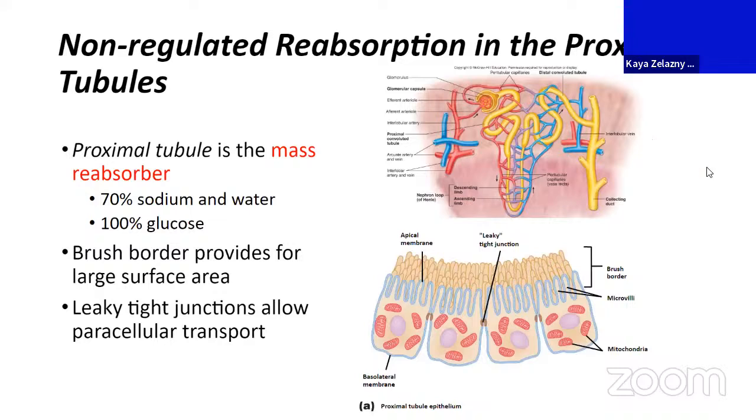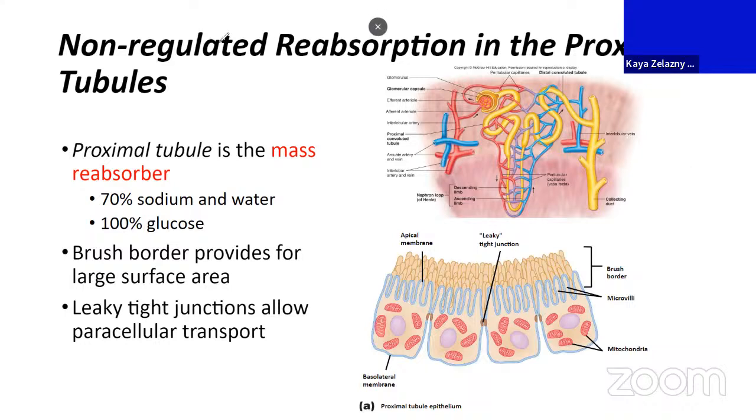Okay. So reabsorption in the proximal tubule is not regulated. So we are not going to be responding to hormones, nerves, all that stuff. We're kind of just doing it. Okay. So we think about our proximal tubule as our mass reabsorber. And the reason for that is it's doing most of the reabsorbing. So about 70% of the sodium and water are getting reabsorbed here in the proximal tubule. And all of the glucose is getting reabsorbed here. So it's doing a lot of reabsorption. That's kind of its primary job for our proximal tubule.